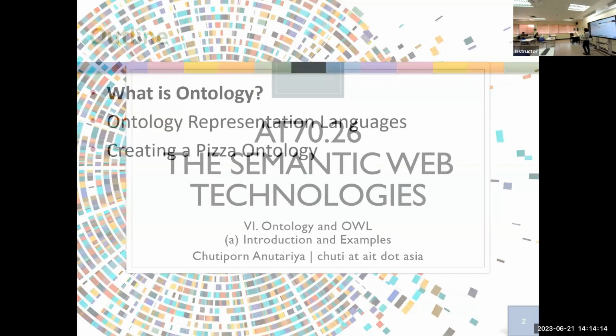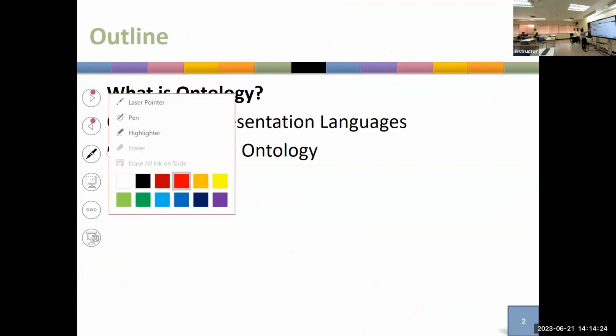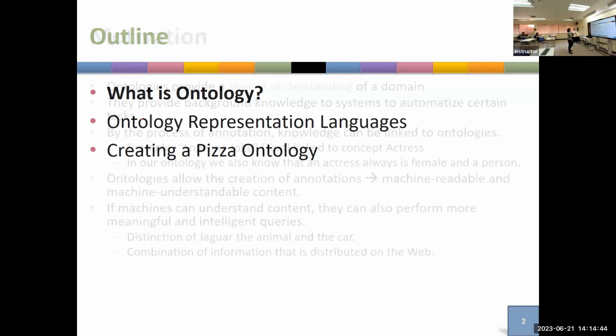So the outline of this lecture is that first it will discuss what is ontology, and then the language or the representation that we can use to represent ontology, and then we will be doing some practice session using pizza ontology as an example.